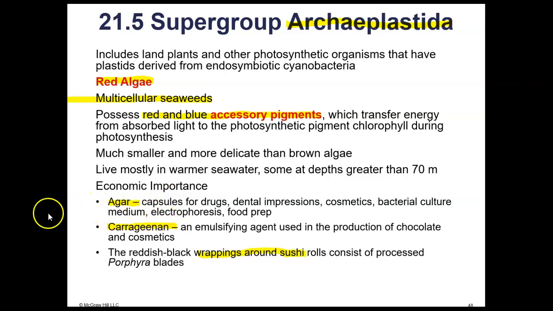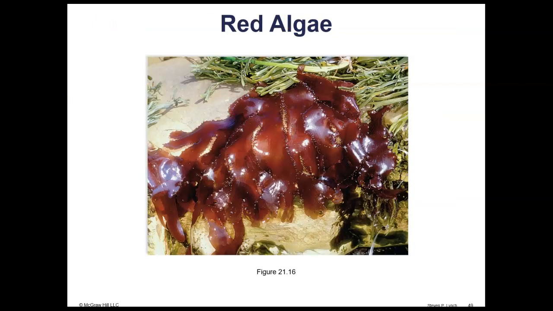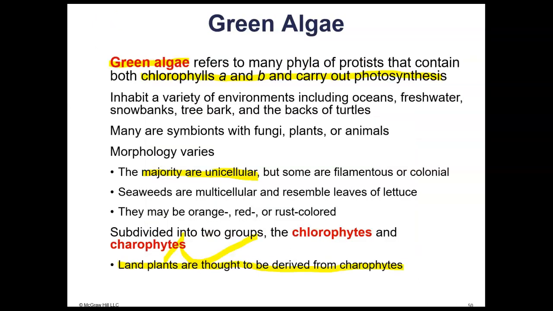But agar is also a gelatin, so it's used as a bacterial culture medium. It's used in cosmetics, dental impressions, drugs, capsules for drugs. Then we have carrageenan, which is an emulsifying agent that's used to produce chocolate and cosmetics. And then sushi wrappings are also composed of red algae. So red algae are in the supergroup Archaeoplastida. There's an image.